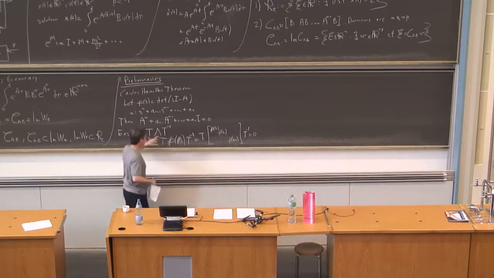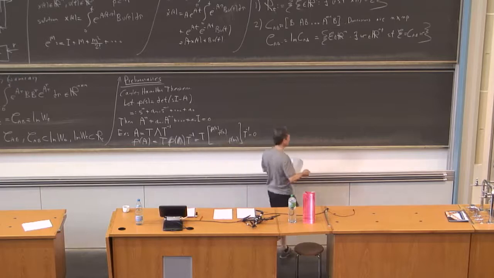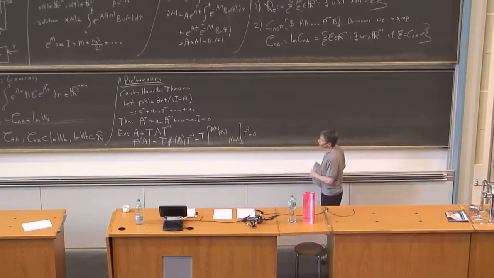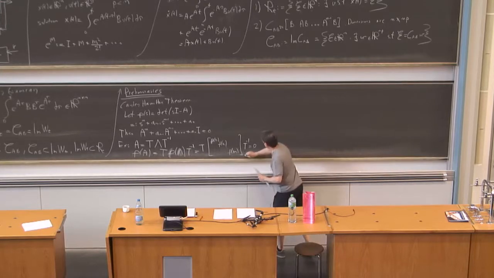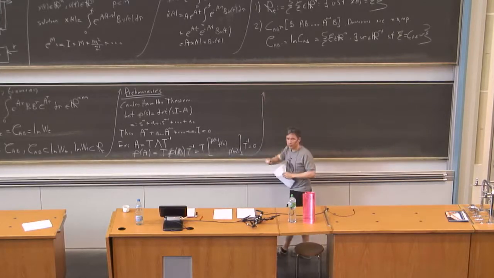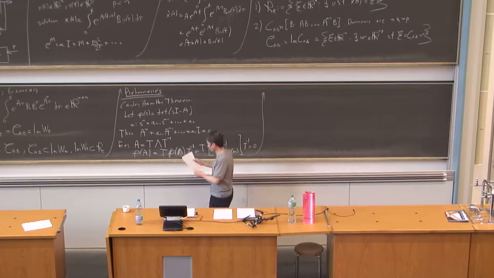If they're not diagonalizable, then you have to go to something called a Jordan form. It's a more involved proof, but again, the basic idea is this. So that's the first preliminary. We're going to need this.